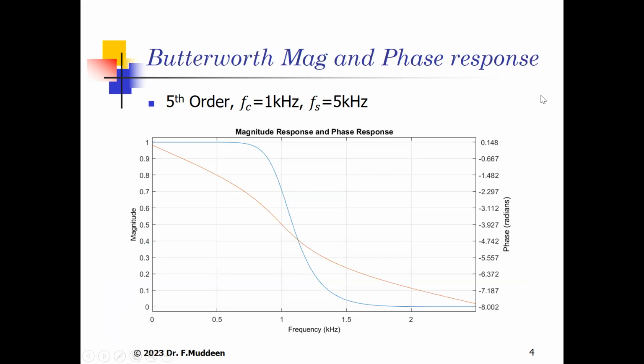So here we have an example of an analog filter. This is a 5th order filter. One part of it was shown in the previous lecture. This is a fifth order Butterworth filter. The blue line here is the magnitude response, and you notice the cutoff frequency at 70% amplitude is at 1 kilohertz. I'm sampling at 5 kilohertz here.